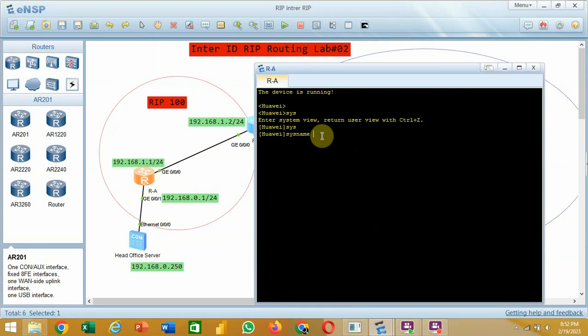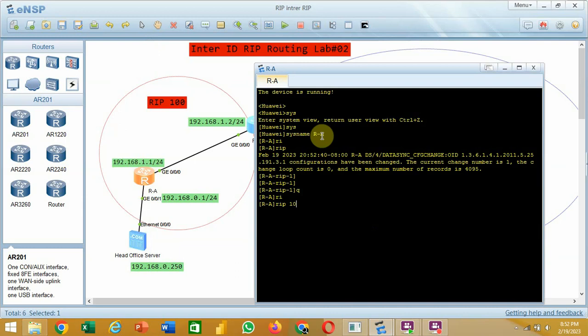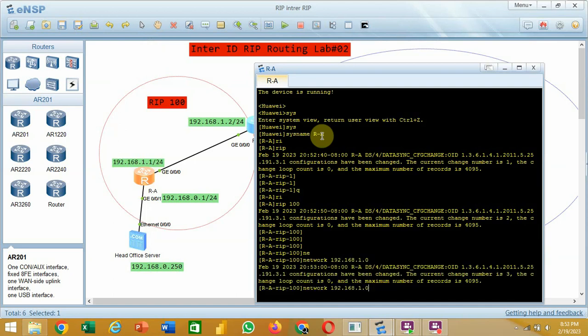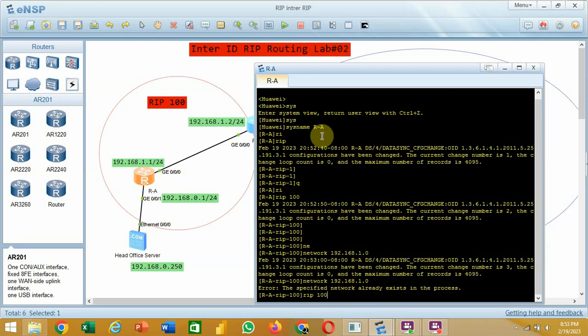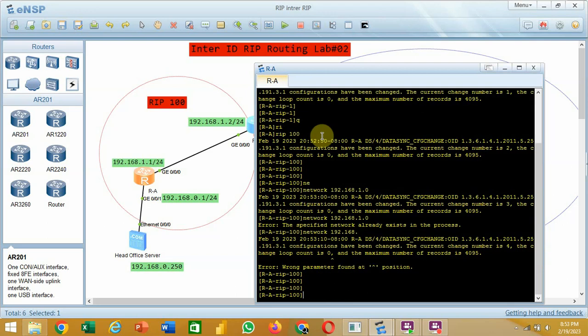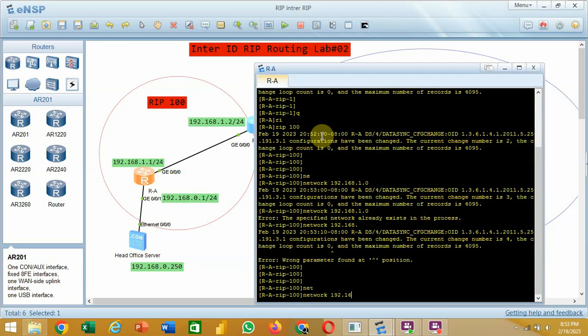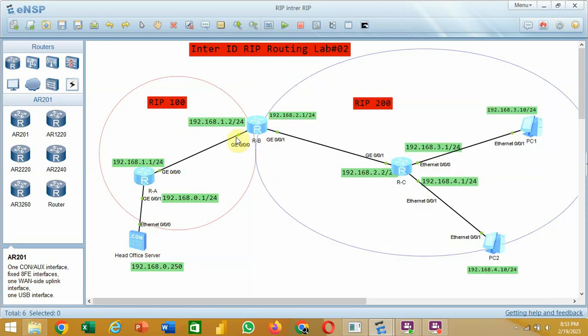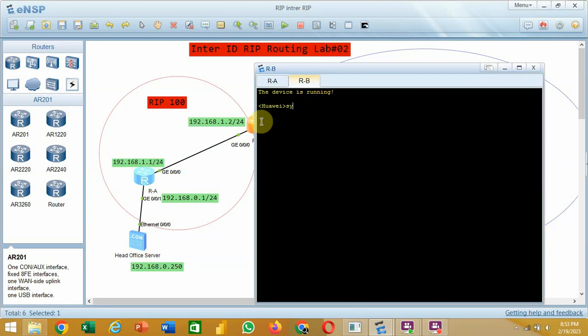Change the device name to router R-A. RIP 100. Okay. Network 192.168.1.0 and network 192.168.0.0. Display this.